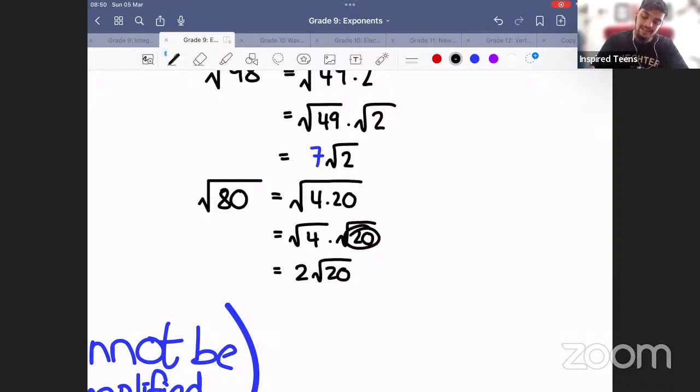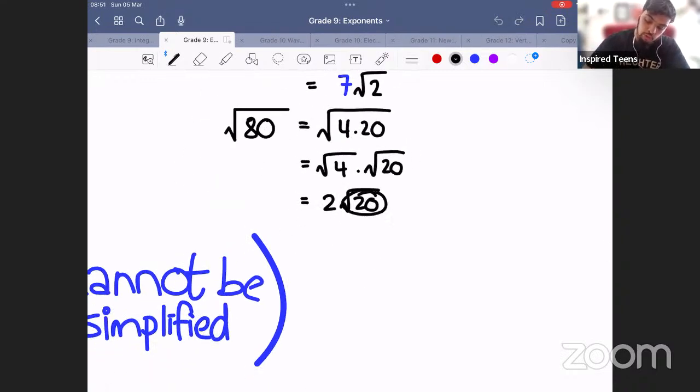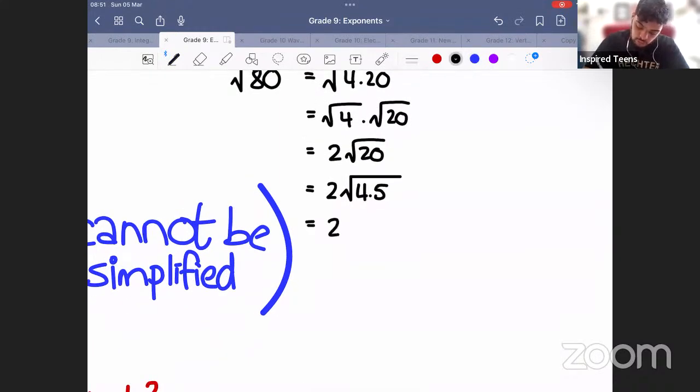But you'll notice that in 20, there's another perfect square that can go into it, and it's 4. So what you can do is do it again. So you will say 2, just in case you didn't get it right the first time. 20 can be written as 4 times 5, and my perfect square is 4. So I can then write this as 2 square root 4 times square root 5. Now remember, square root 4 is 2, so it becomes 2 times 2 times square root 5, which then simplifies to 4 square root 5.